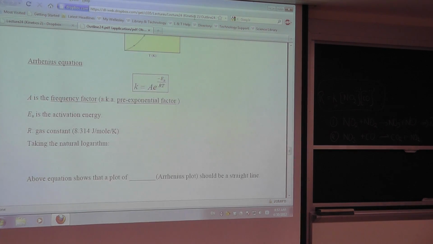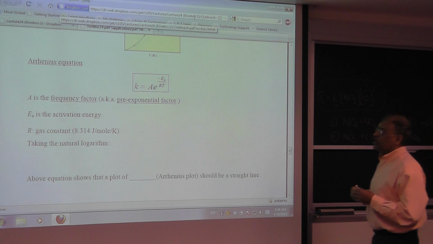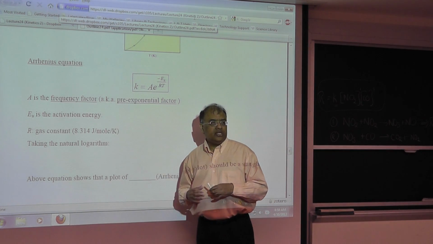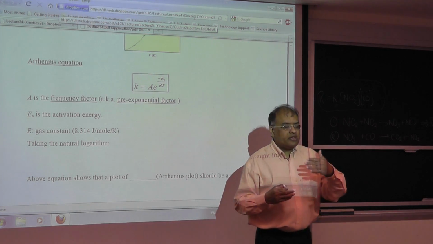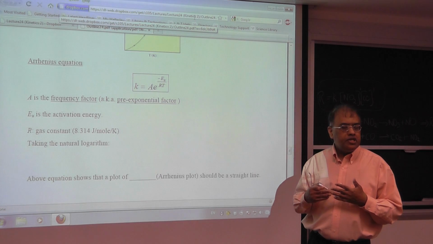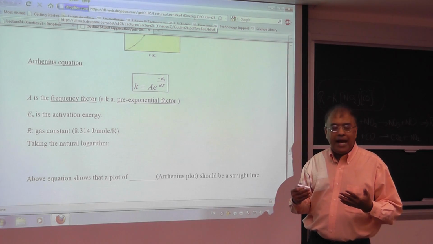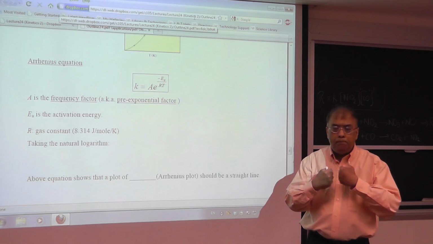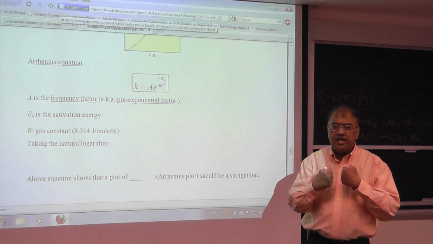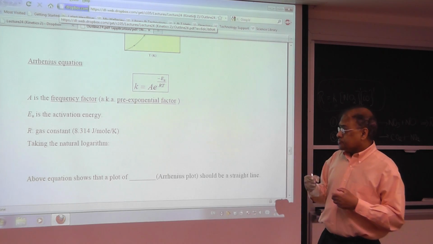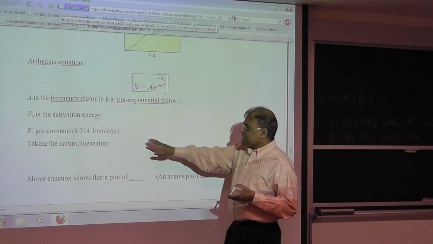So A is called the pre-exponential factor or the frequency factor. E sub A is the activation energy. That's the minimum amount of energy required for two reactant molecules to be able to react. If two molecules collide with an energy below the activation energy, they just bounce off each other. R is the gas constant.